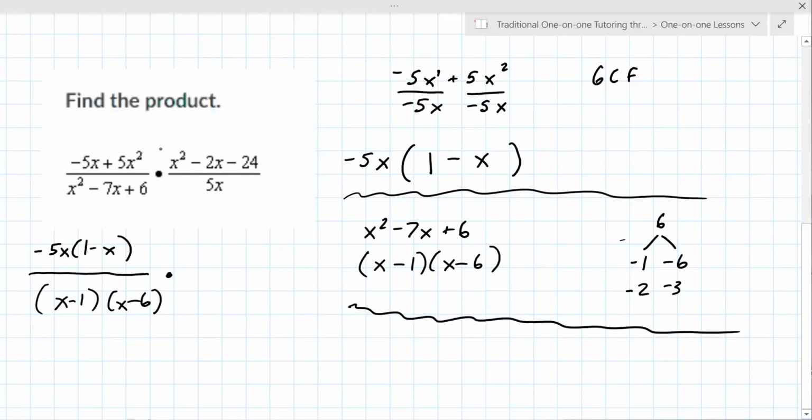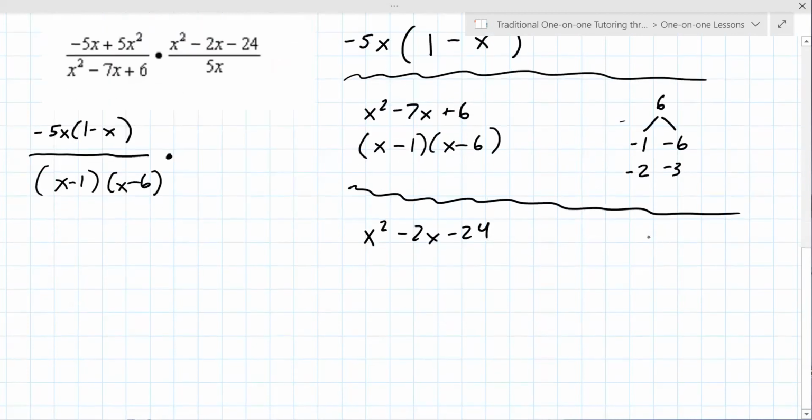Now we'll move to the top right, x squared minus 2x minus 24. And you're looking at minus 24 now. It takes the sign. And you want to find 2 numbers that multiply to minus 24 but add up to minus 2. So this list is quite a bit longer. It's -1 times 24, but it's also 1 and -24.